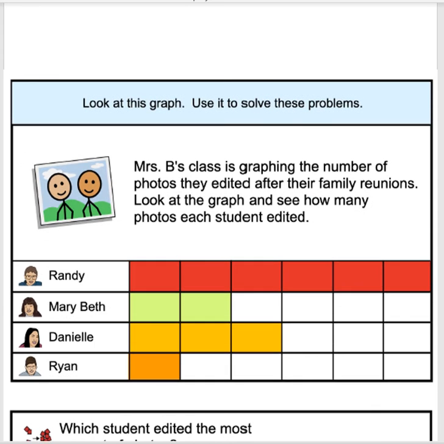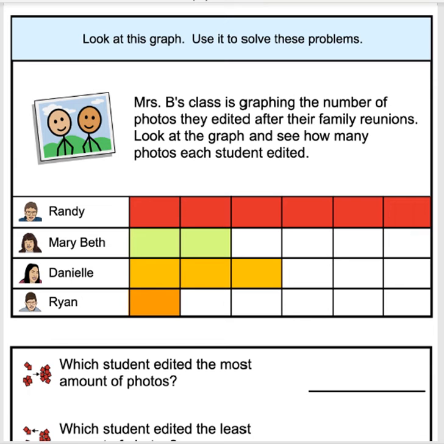So let's look at our first problem. This says, look at this graph. Use it to solve these problems. So first, let's look at our graph. This graph is a bar graph. We see the different bars. This is a bar graph.